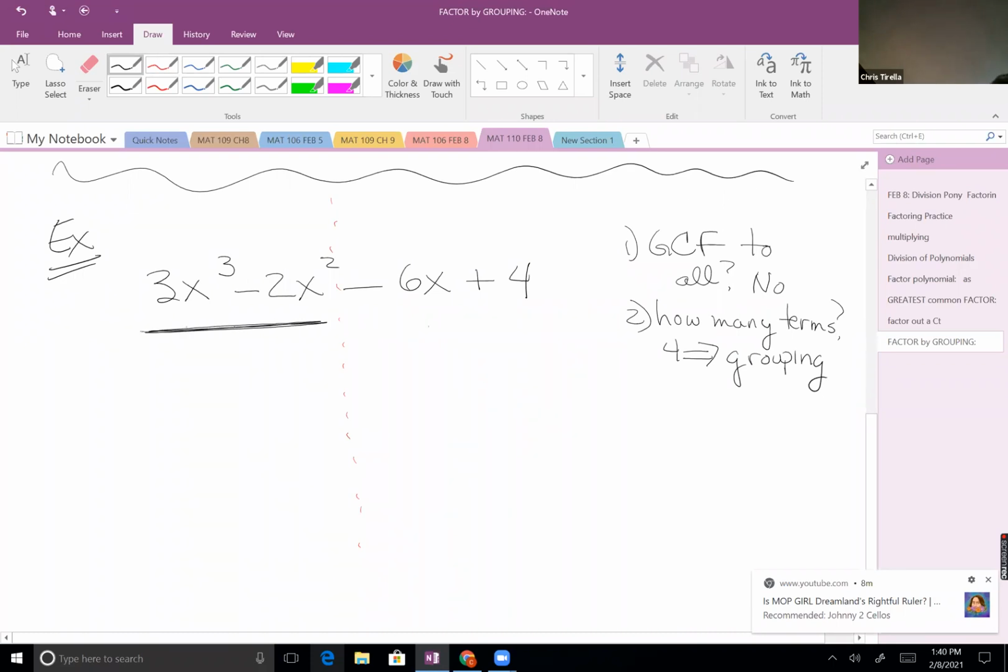First 2, what do they have in common? X. What's the lowest exponent on that x? 2. So we'll take out x squared. And when I divide that from both, we have 3x minus 2. Is everybody comfortable with that?